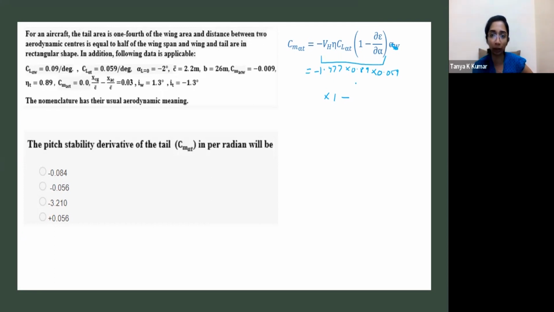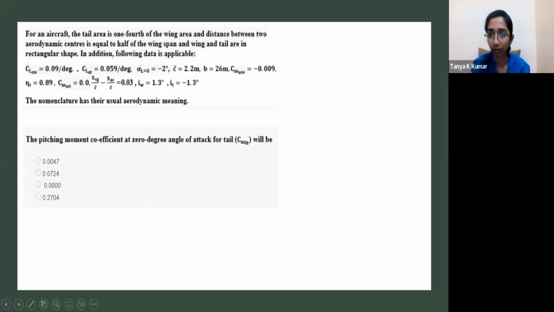How much is dou epsilon by dou alpha? We just calculated it in the previous question. How much was it? Am I audible? Can all of you hear me? Can someone confirm if you can hear me? Okay, so what was the value of dou epsilon by dou alpha that we calculated? It was 0.2778.